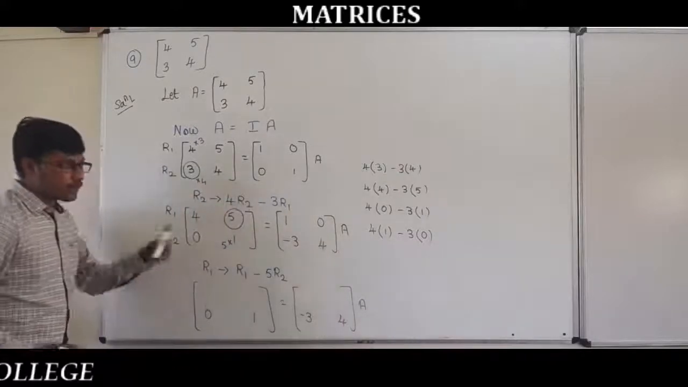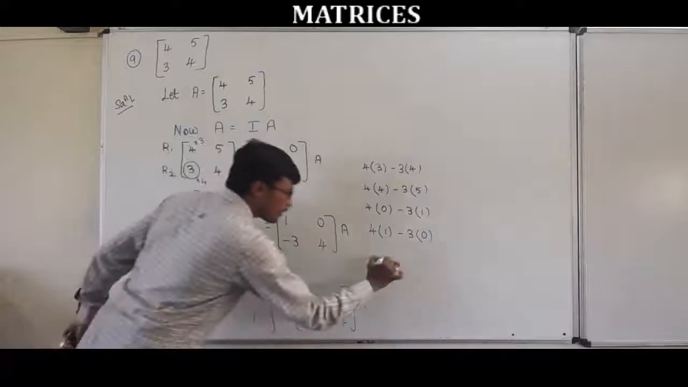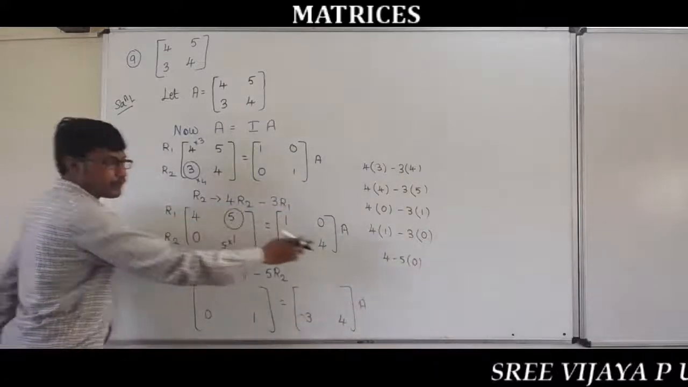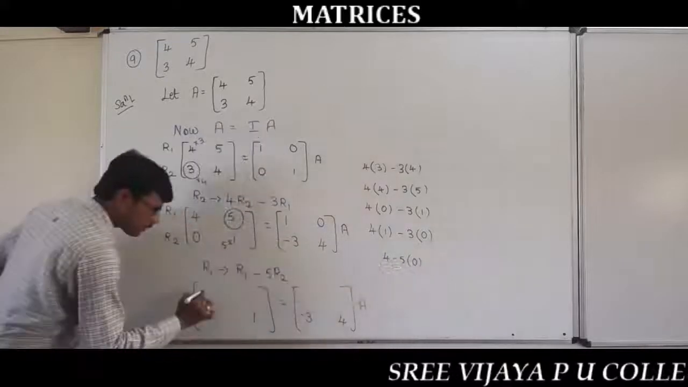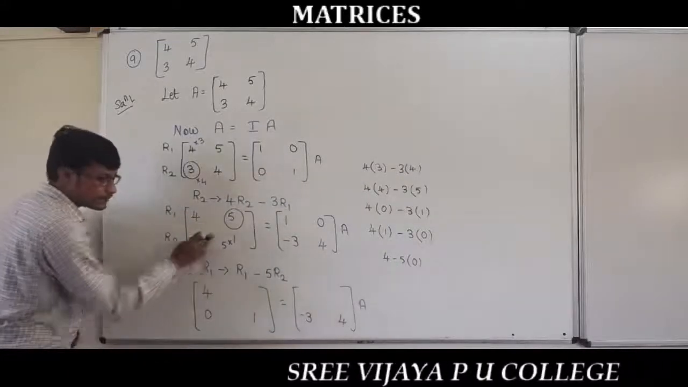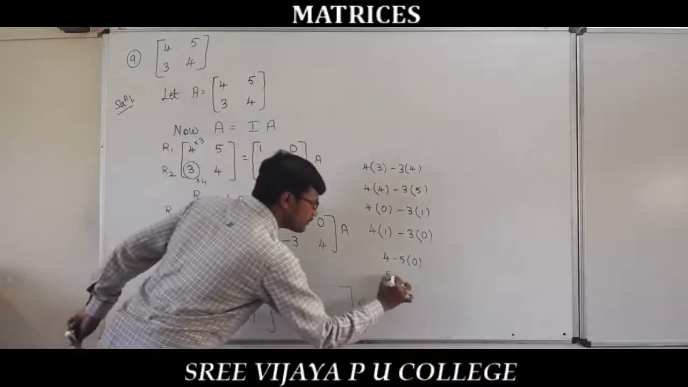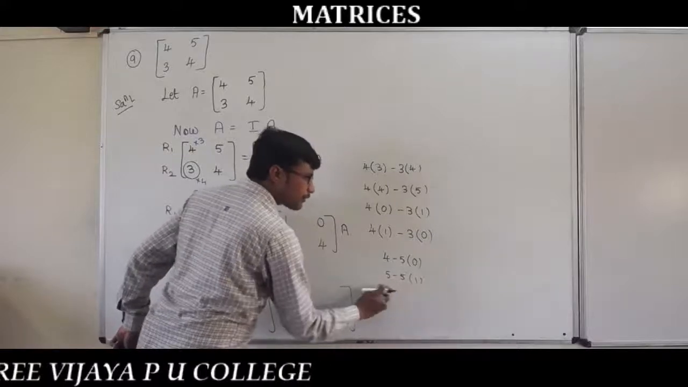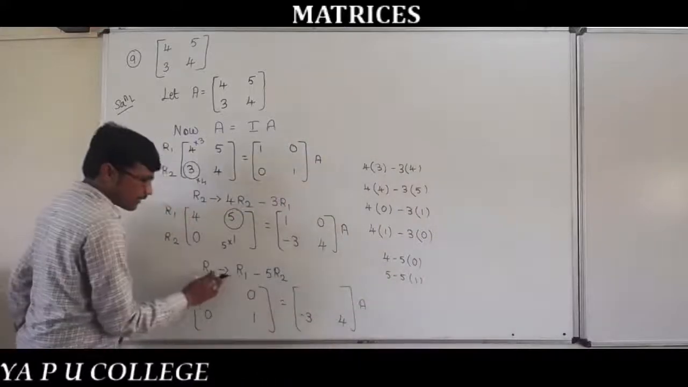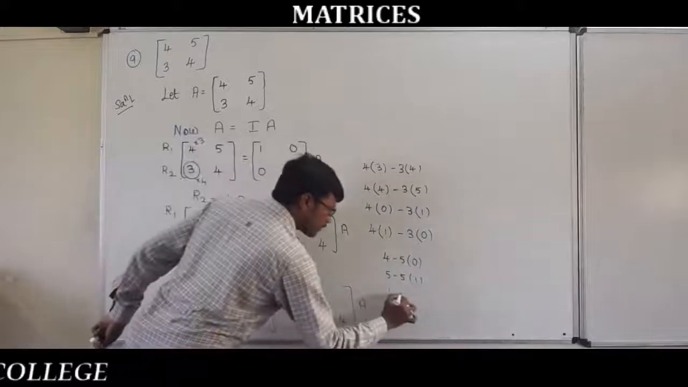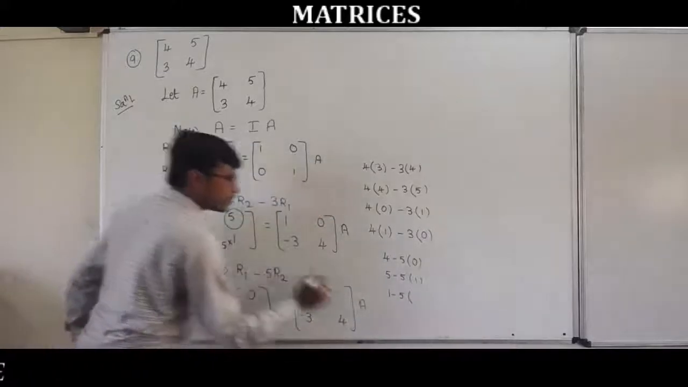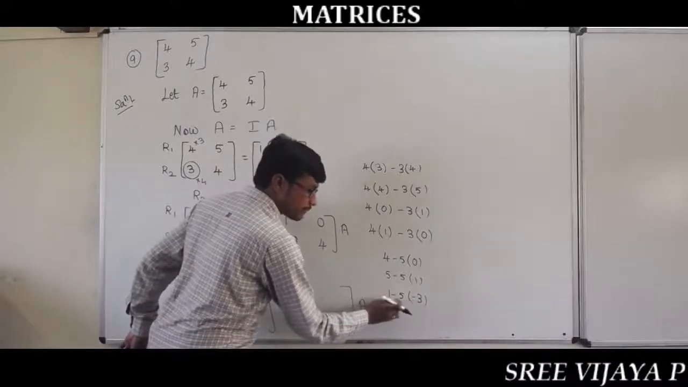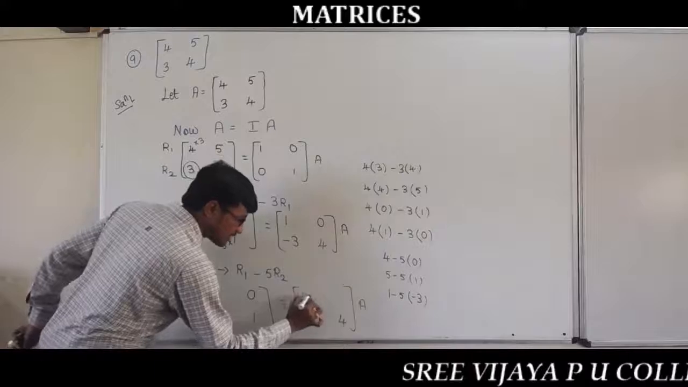And according to R1, we can change, right? R1 is 4 minus 5 times of R2 is 0. 5 into 0 is 0. What is 4 minus 0? 4 minus 0 is 4. Next, R1 is 5 minus 5 times of R2 is 1. 5 into 1, 5. 5 minus 5 is 0. Again R1 is 1, minus 5 times of R2 is minus 3. Minus 5 into minus 3, minus minus becomes plus, 5 threes are 15. 15 plus 1 is 16.